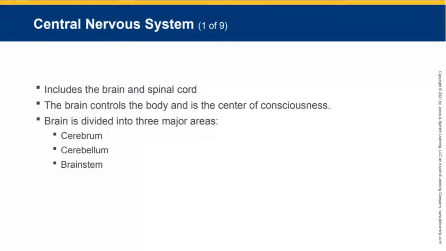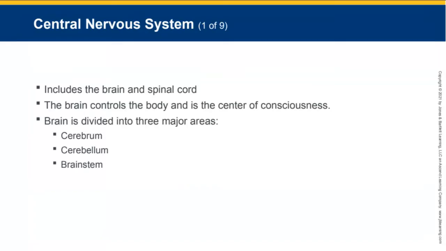Let's look at the central nervous system. The central nervous system includes the brain and spinal cord. The brain controls the body and it is the center of consciousness. And the brain is divided into three major areas. You have the cerebrum, which is the largest portion of the brain. You have the cerebellum or midbrain, and you have the brainstem, which is the smallest portion.